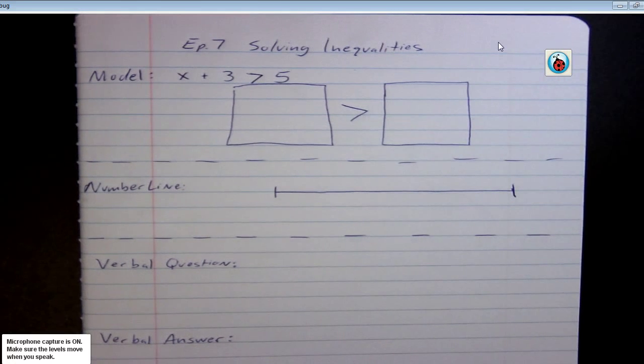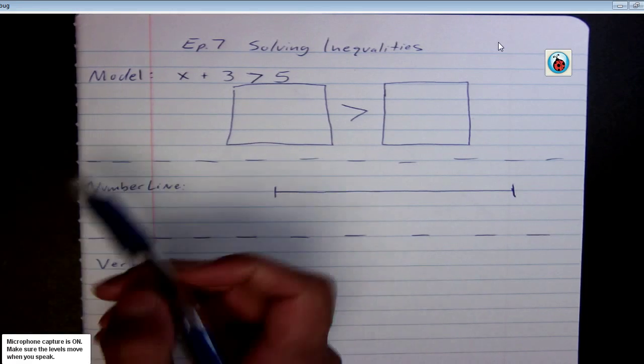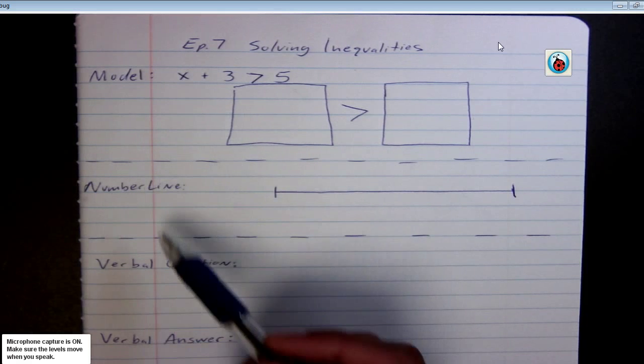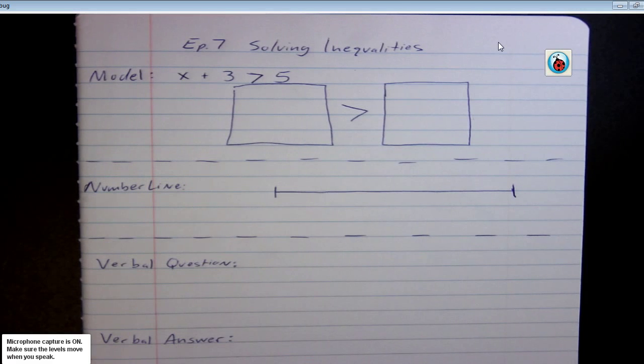Alright guys, this is episode 7, Solving Inequalities. Go ahead and set up your paper like you see on the screen here. You want to write model, number line, and then a verbal question and a verbal answer. So take a moment and set up your paper just like that. And we'll go right with the first example.